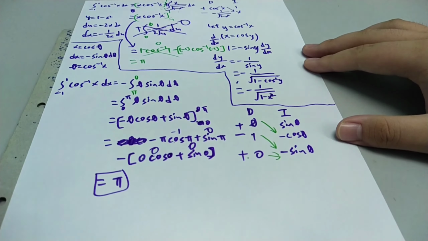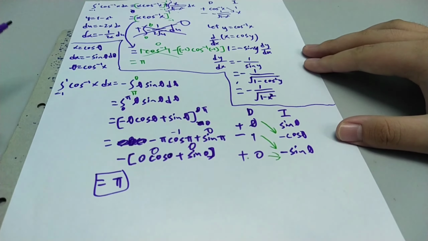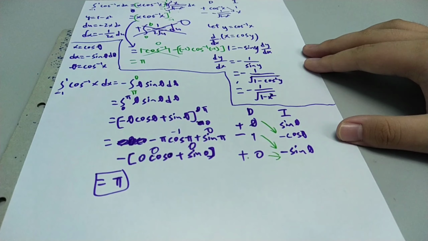And this is the second method to solve the integral of inverse cosine of x dx from negative 1 to 1.